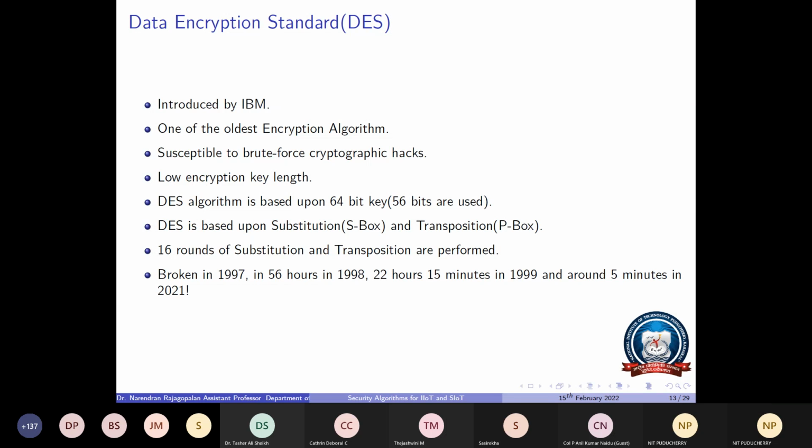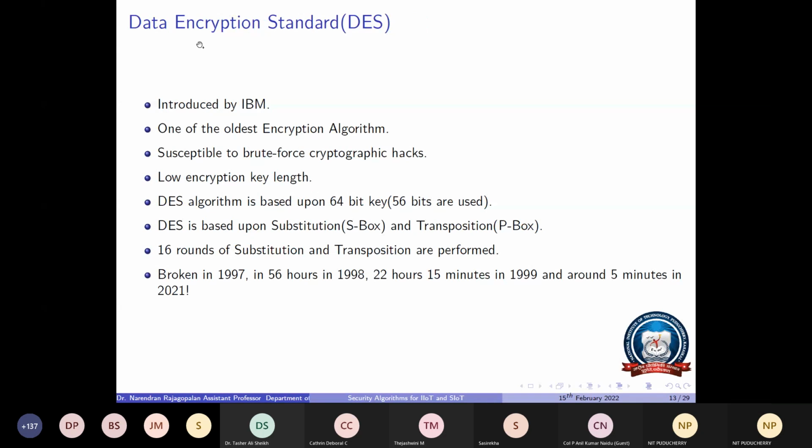In the year 1997, this DES algorithm was broken. Sorry, in 1998 it was broken in 56 hours, which was improved to 22 hours in 1999, and it can be broken in about 5 minutes with the current processing capability of 2021. That is the reason the Data Encryption Standard has been phased out.